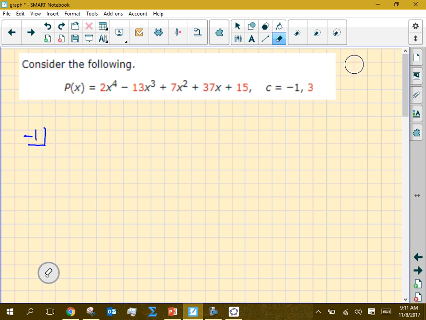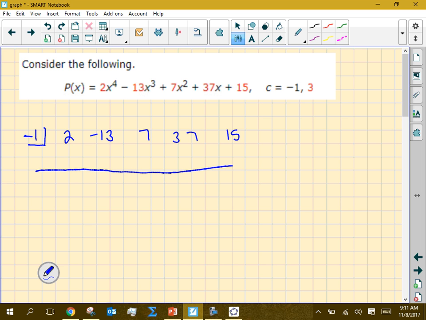So I put my -1 in there. Write my coefficients down: 2, -13, 7, 37, and 15. Make sure that you are putting in placeholders if necessary, so everything lines up correctly. Bring your 2 down. Multiply by -1, I get -2. Add straight down, gives me -15.